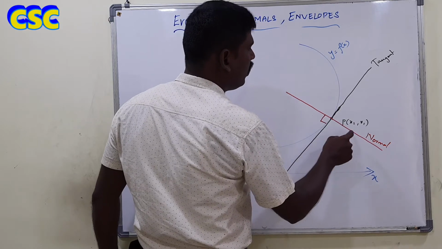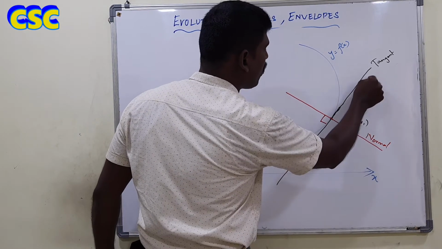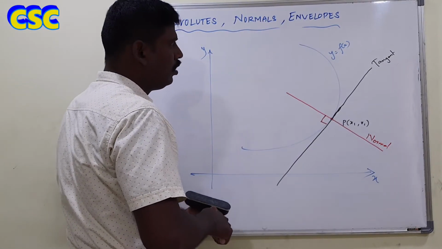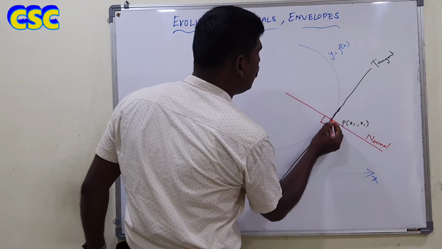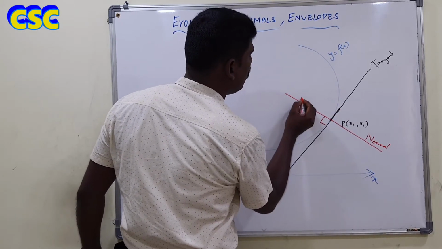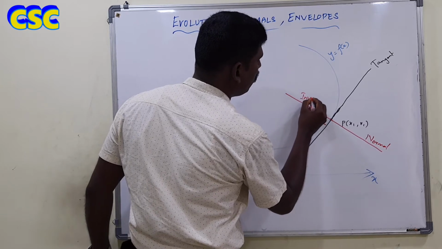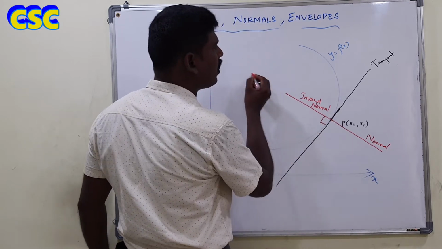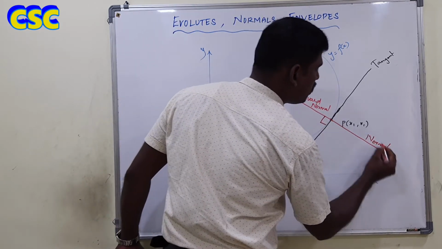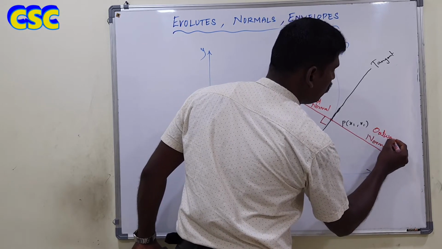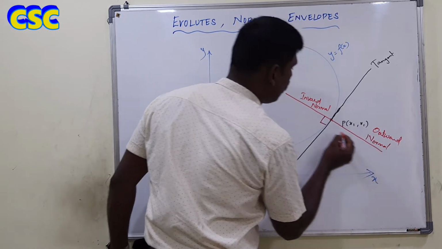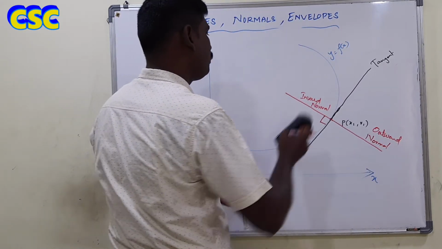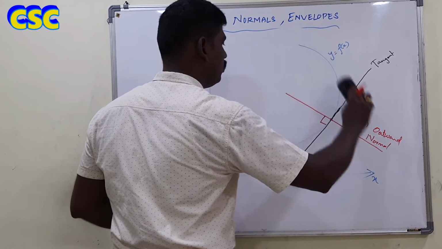That means this straight line is perpendicular to the given tangent. This is called the normal. The normal inside the curve is called the inward normal. The normal outside the curve is called the outward normal. In general, this straight line is called the normal. The equation of the normal is this one.